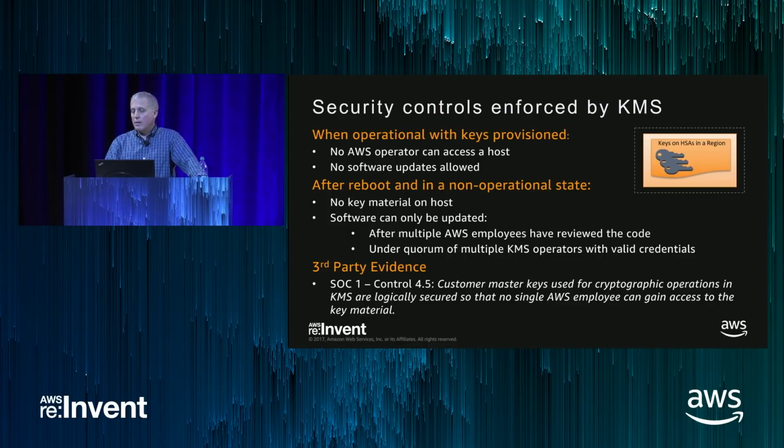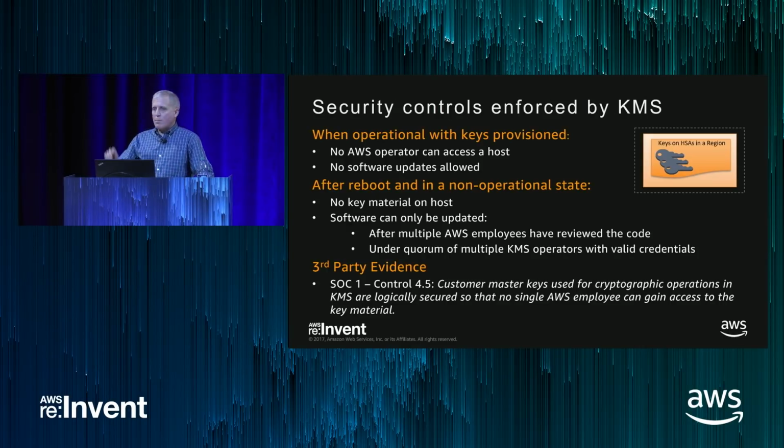So how do we prevent that? Well, we have some operational processes that ensure that the person who writes the code has to get two independent reviewers. And after those reviewers have approved the code, you need two approved operators, not the person who wrote the code, to be able to cause that code to be uploaded to a device. So we're using quorum-based controls to ensure that we are compliant with our SOC control 4.5, which says no single AWS employee can do things that would allow them to gain access to key material.